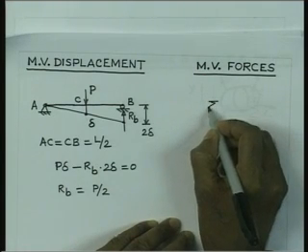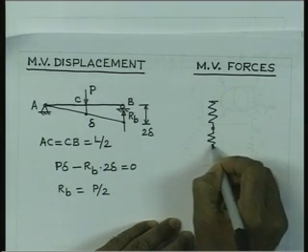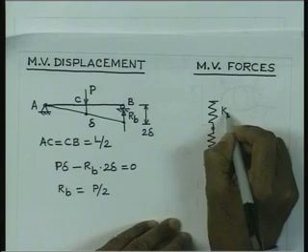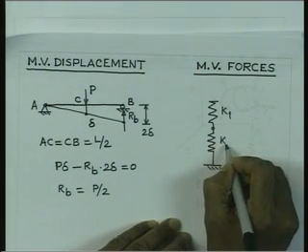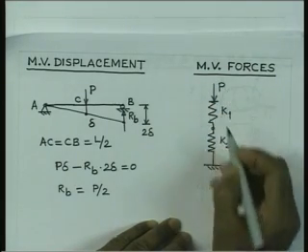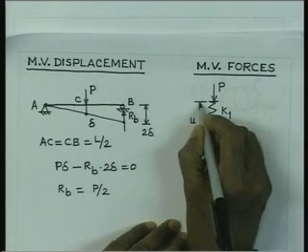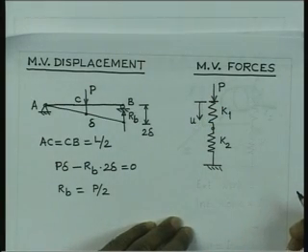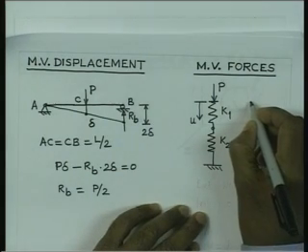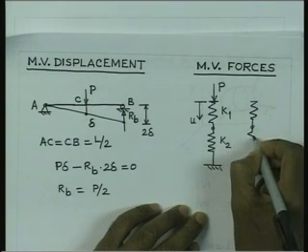Let us consider that we have 2 springs connected in series like this. Let us consider that they have stiffnesses K1 and K2, and at this point we are applying a force equal to P. Now, we are interested in calculating the deflection at this point, u. To consider the method of virtual forces, we now consider the same system here.